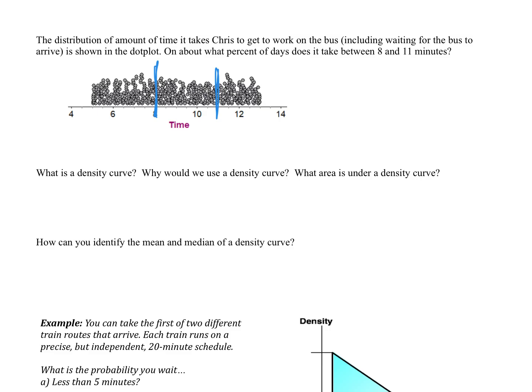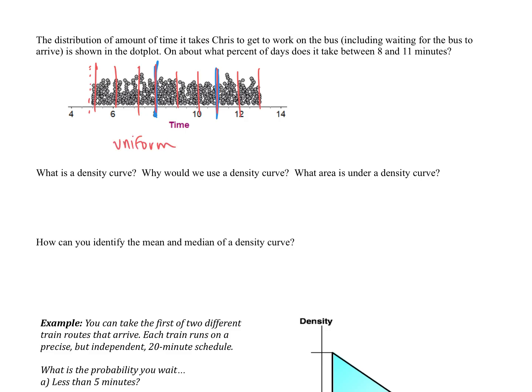Absolutely not. If we look at our distribution, it looks like we can split it into some different sections. Would you agree that they're all about the same in terms of dots? What is the shape of this? Uniform. This is a uniform shape.